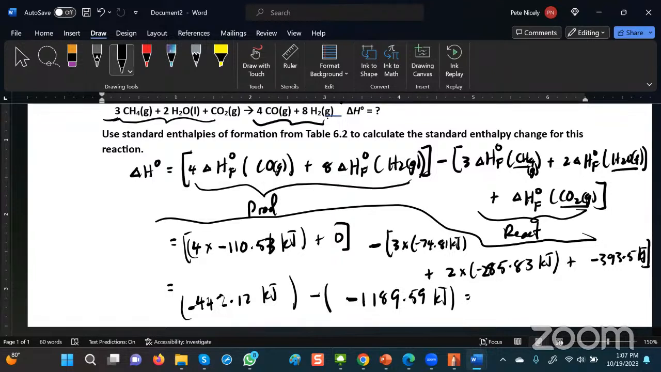And then I'm just going to do the subtraction. Okay, so according to my calculations, this works out to be 747.47 kilojoules. And that's it. That's basically how that is done. All right.